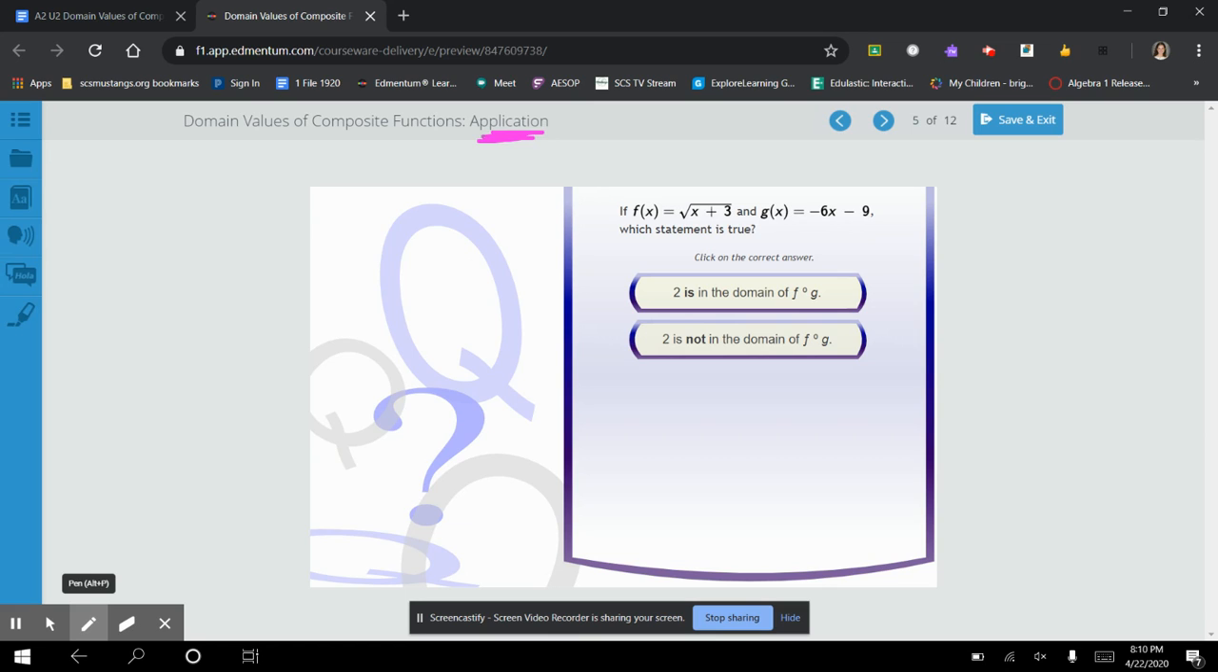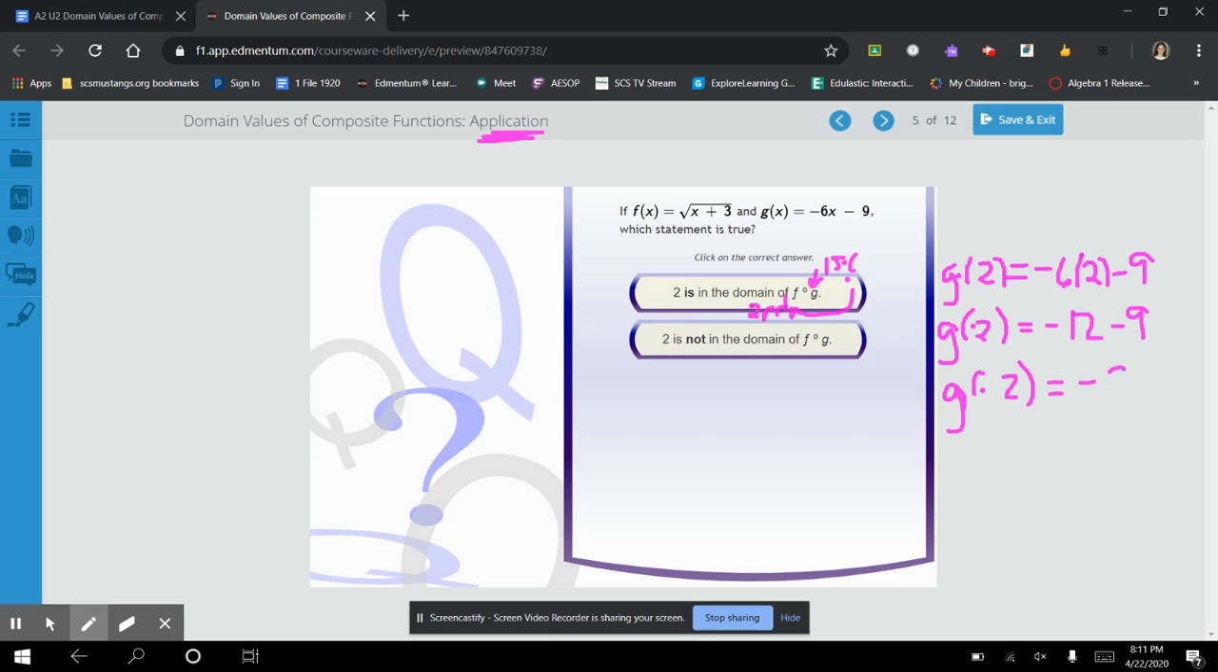With these, all you need to do is plug them in. Remember that whenever you're looking at composition of functions, you plug it into g first, take the answer that you get, and then plug it into f second. So I'm going to be looking at g of 2. g of 2 is going to be equal to negative 6 times 2 minus 9. So g of 2 is equal to negative 12 minus 9, so g of 2 is equal to negative 21.